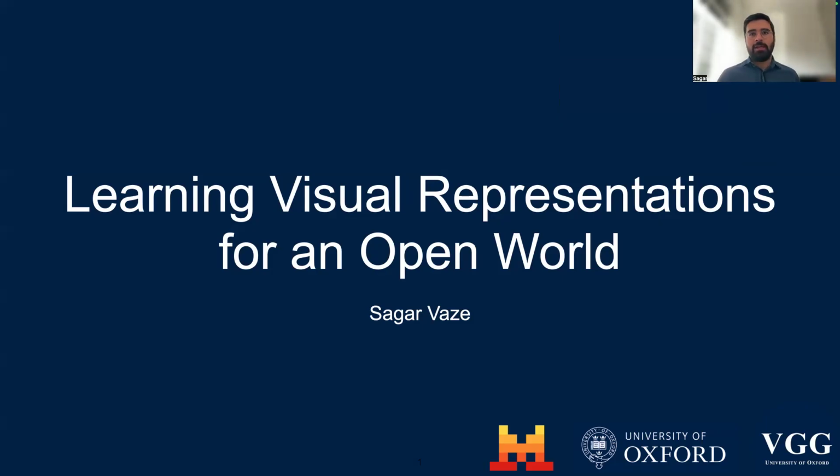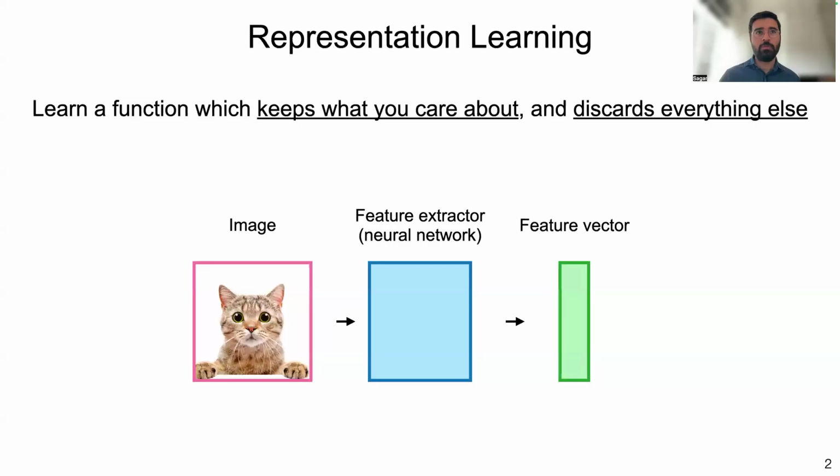So, yes, as was just introduced, my name's Saga. I'm a researcher at Mistral, and I work on multimodal language models. But in a past life, I was a pure computer vision researcher working on representation learning, and that's what I wanted to talk to you about today. So, particularly, the title of my talk is Learning Visual Representations for an Open World, which has a few different components to it, but the central topic is representation learning.